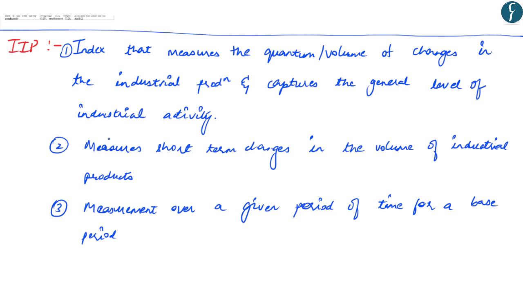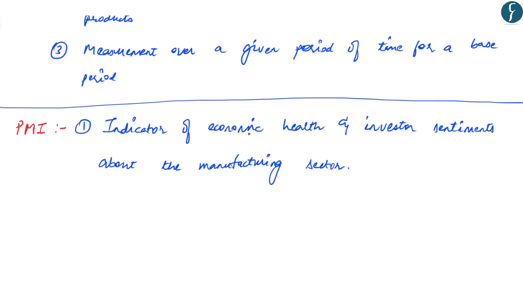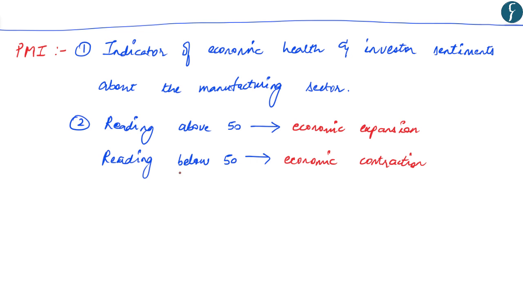Now let us discuss the meaning of PMI. PMI, or Purchasing Managers Index, is also an indicator of production in the manufacturing sector. It is an indicator of the economic health and investor sentiments about the manufacturing sector. The base or reference for PMI is 50. So if a reading of PMI is above 50, say 52 or 53, then this indicates economic expansion. And if the reading is below 50, then it indicates economic contraction. So till now we have understood the key features of IIP and PMI.